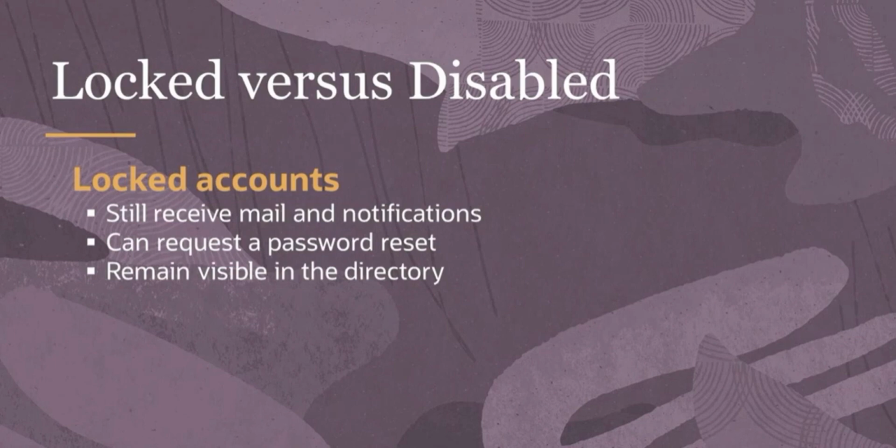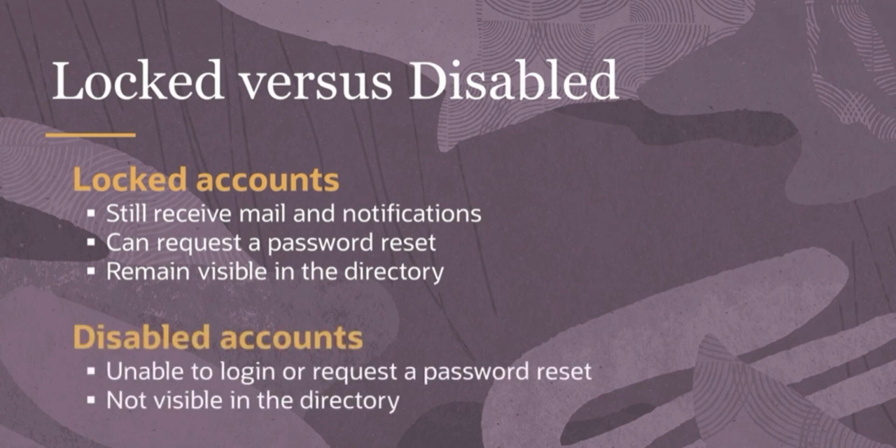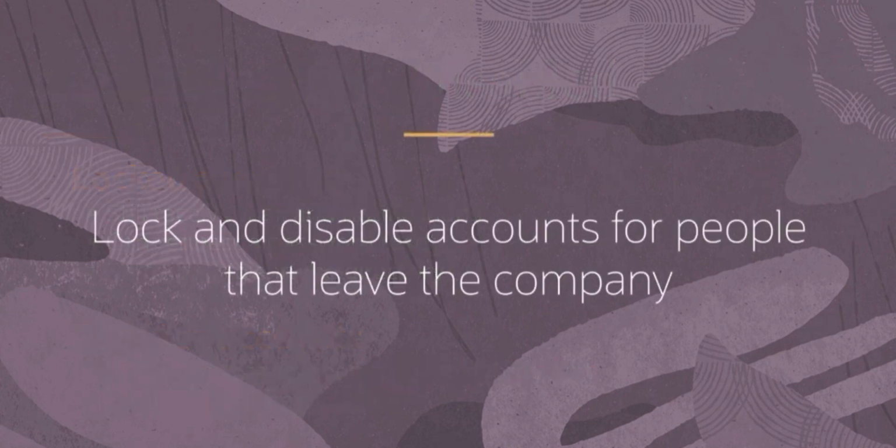Here's a quick recap. A locked account is typically because a user has entered their login details incorrectly 5 times. But a locked account can still receive mail and notifications and can be seen by others in the project and global directories. And that user can also request a password reset via the login page, which will then unlock their account. A disabled account prevents the user from resetting their login details and hides their details in the system. However, their details will still appear on historic records within a project. That's why it's important you lock and disable an account if that person's left your company. That way they cannot access potentially sensitive company or project related information.